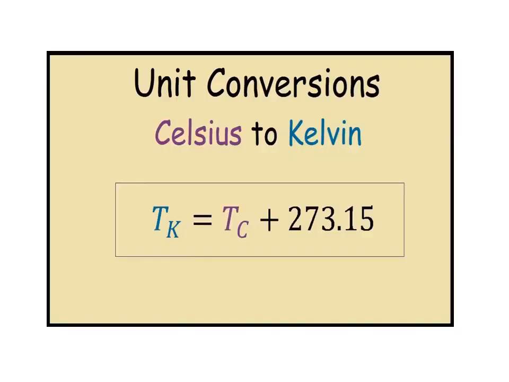Now, how do you convert Celsius to Kelvin? We also measure temperature in Kelvin. I told you that the SI unit of temperature is Kelvin. So, TK, meaning temperature in Kelvin, equals TC, meaning temperature in Celsius, plus 273.15. Whatever temperature in Celsius is given, you add 273.15. For example, if Celsius was given as 37, you will write 37 plus 273.15. This is how you are going to convert Celsius to Kelvin.